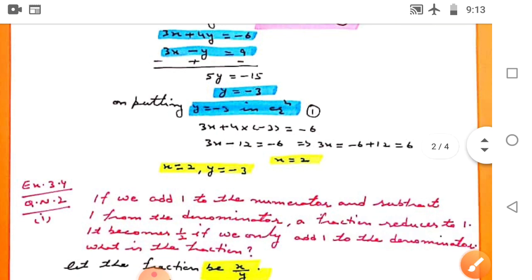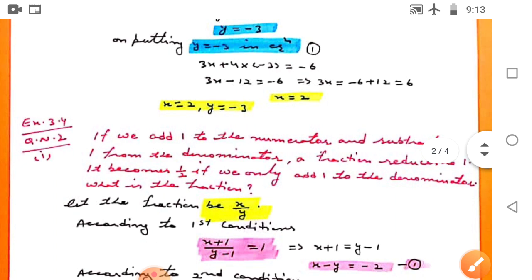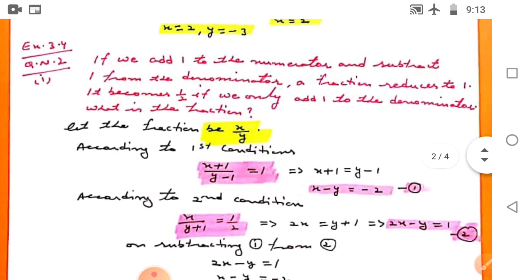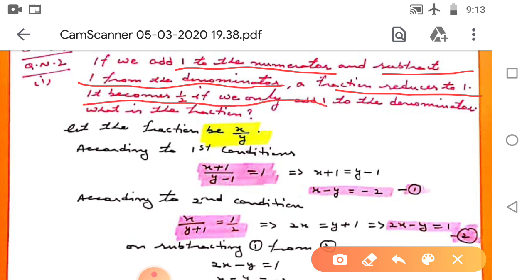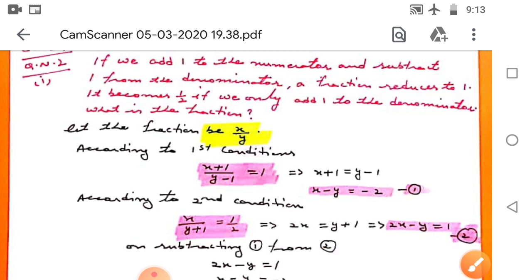Now come to question number 2 of exercise 3.4. And the question is, if we add 1 to the numerator and subtract 1 from the denominator, a fraction reduces to 1. It becomes 1 by 2 if we only add 1 to the denominator. What is the fraction? Clear? This is the question.